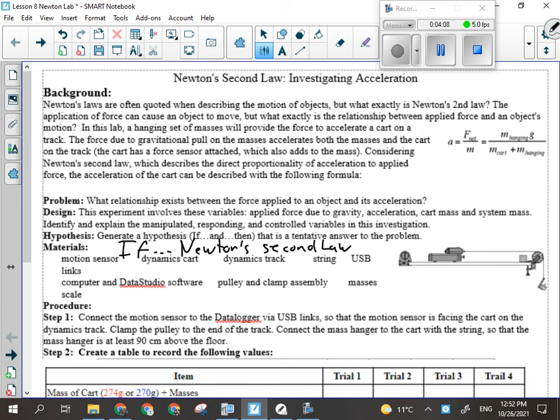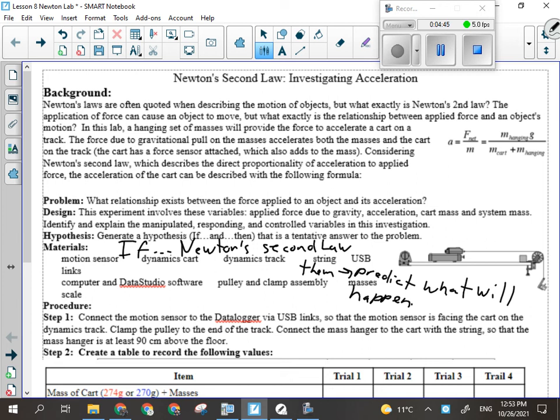So if Newton's second law says blah, blah, blah, the and part just describes the experiment. A system will be accelerated by varied applied forces while acceleration is measured, something like that. Then predict what will happen as the applied force increases.